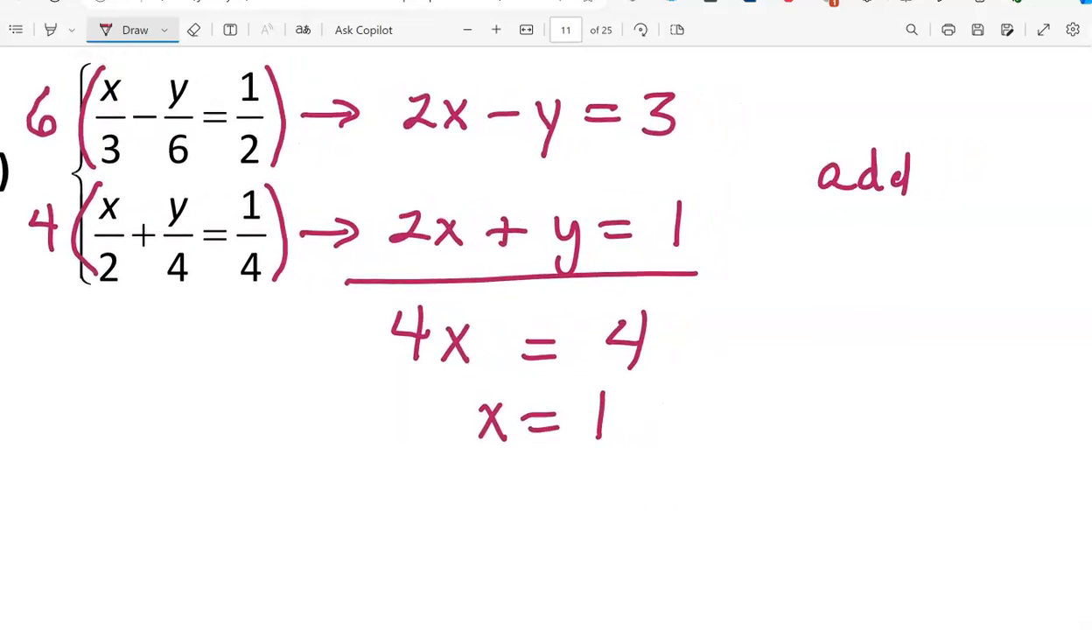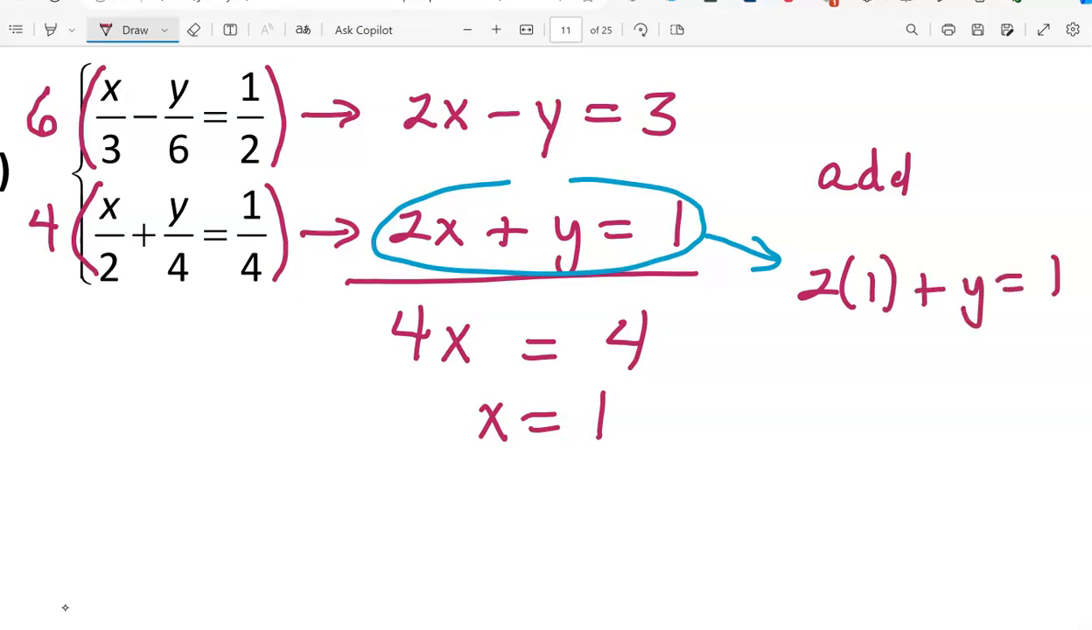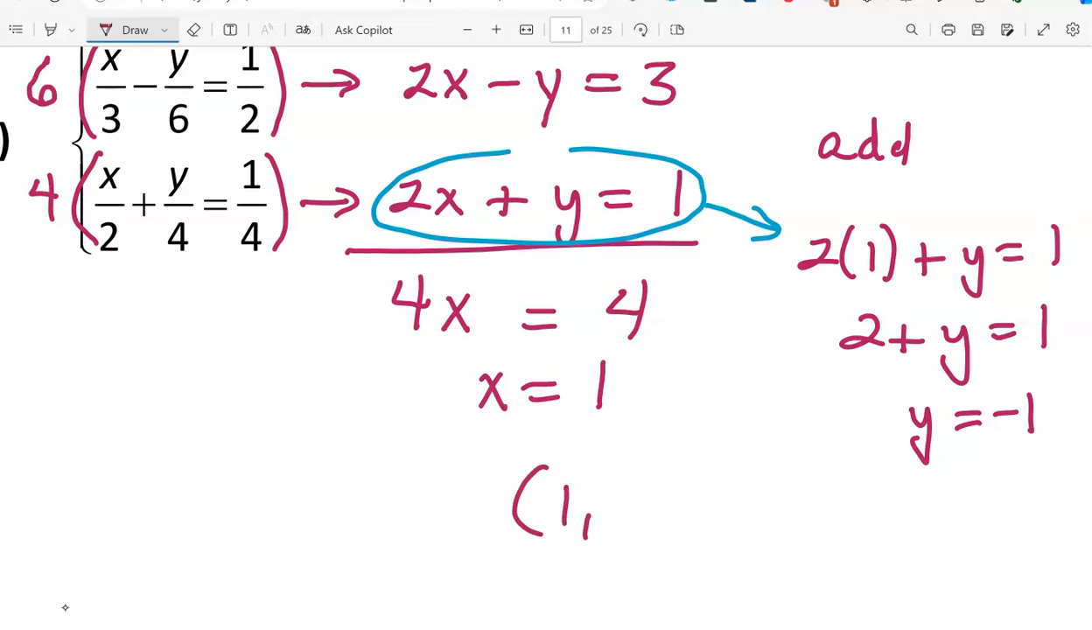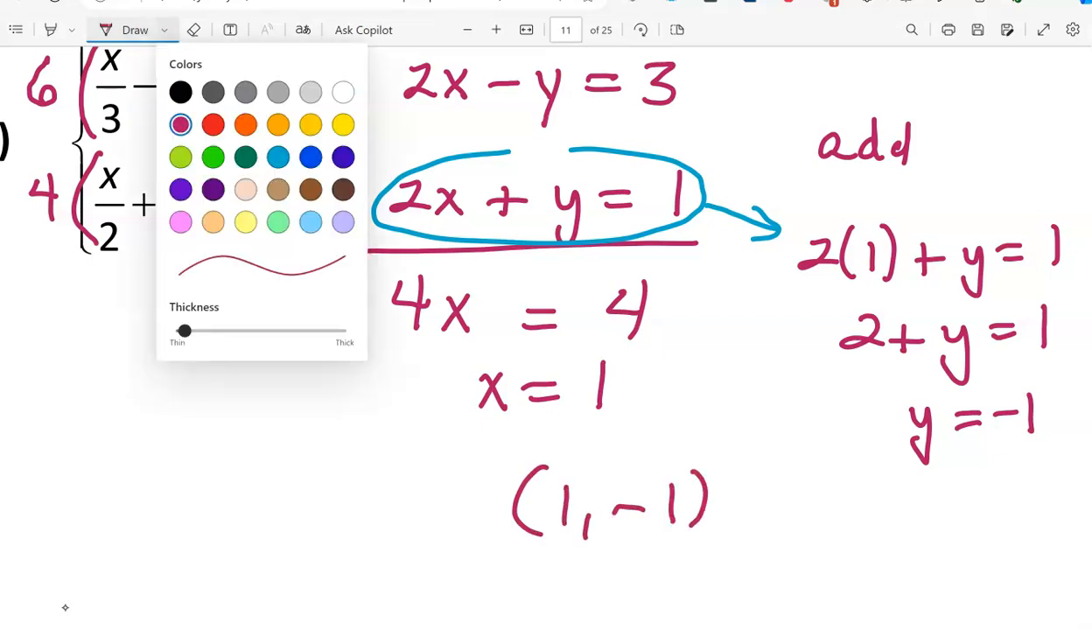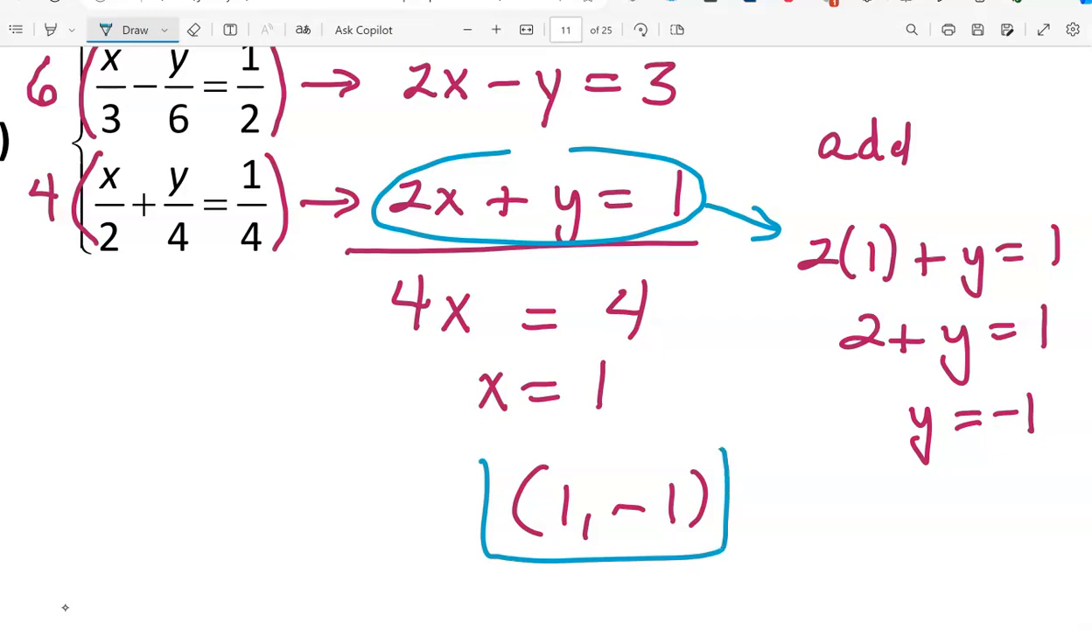And now you can substitute into any of the equations to find the value of y. My suggestion would be one of the ones without fractional coefficients and the one where the y variable has a positive coefficient. So 2 times the x value plus y is equal to 1, or 2 plus y is equal to 1, and subtracting 2, y is negative 1. So the point (1, -1) is the ordered pair solution.